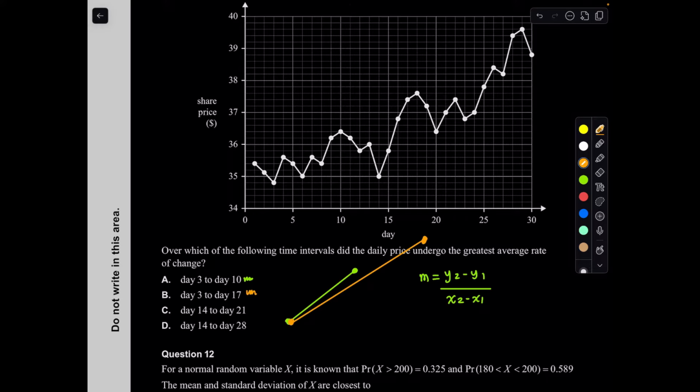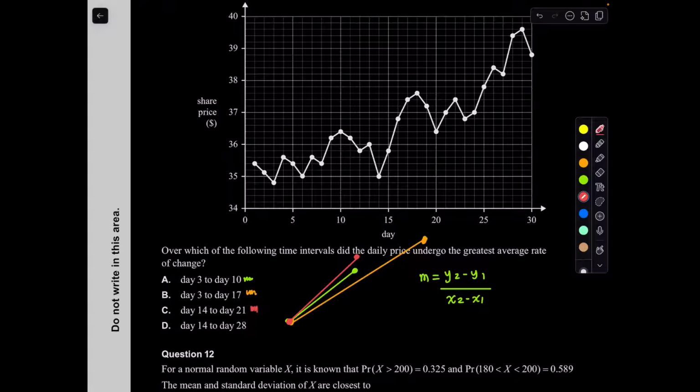What about day 14? Day 14 is right over here, and day 21 is right over here. Find the gradient of that, connect those two points, and bring that over here. Aha! So actually the red one's larger. It has a bigger gradient, so a greater average rate of change than all of them.